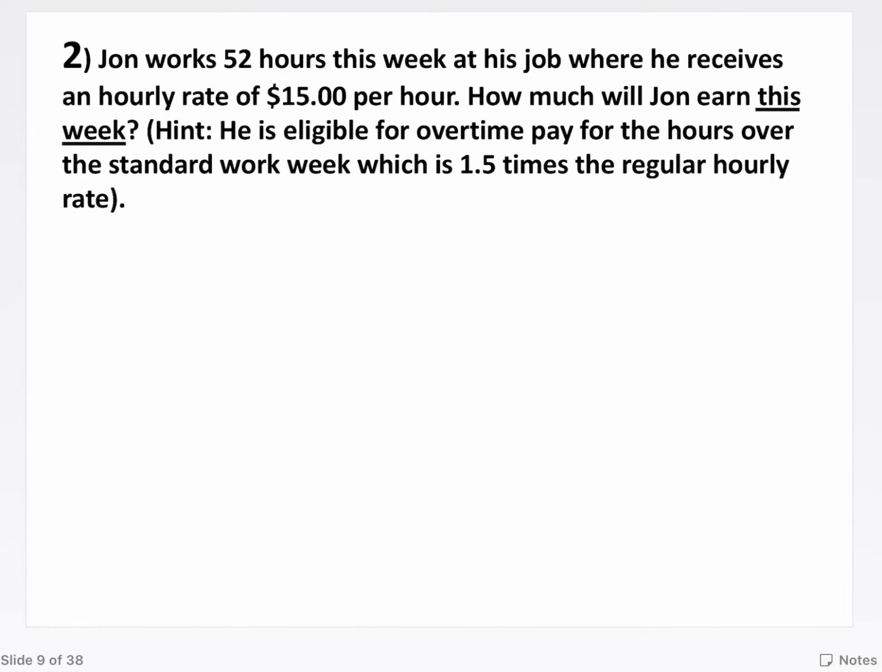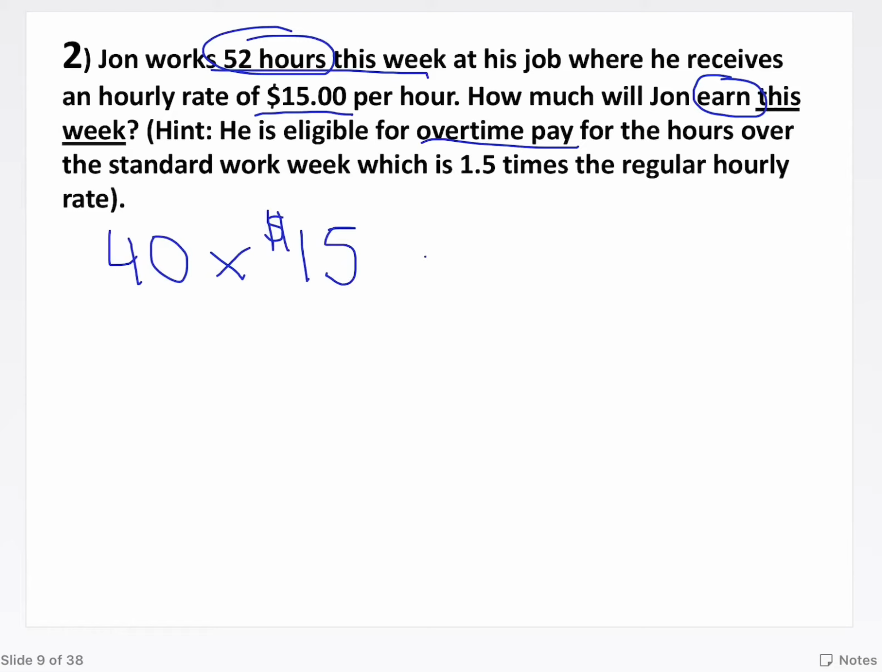Okay, number 2. John works 52 hours this week at his job where he receives an hourly rate of $15 per hour. How much will he earn? The thing that should stand out here is it does say he's eligible for overtime pay. So he worked 52 hours, which is 12 hours beyond the 40-hour work week. So again, remember 40 hours is a standard work week. He's going to make $15 an hour for those 40 hours. So that works out to $600.